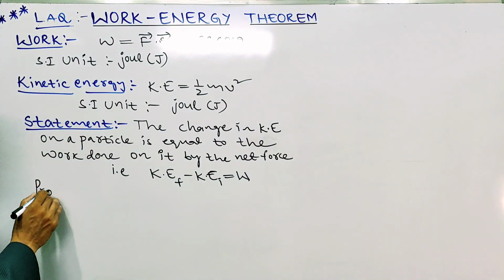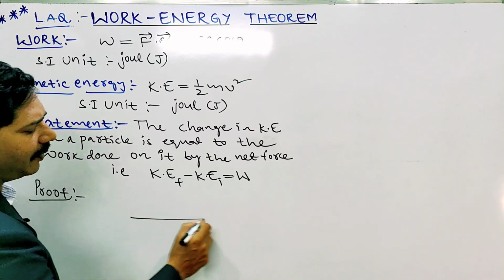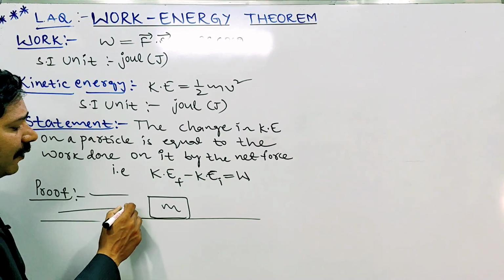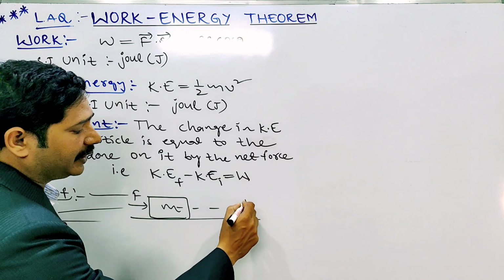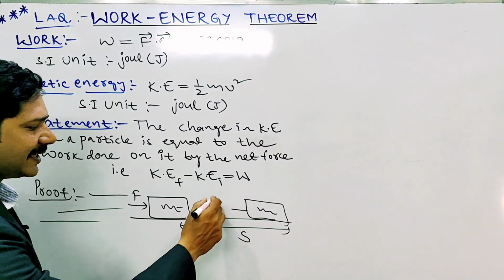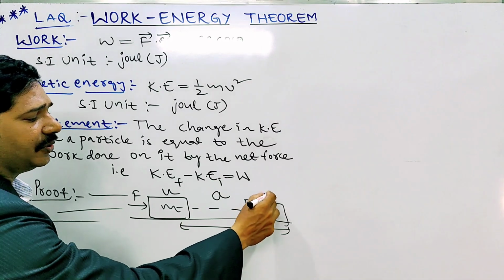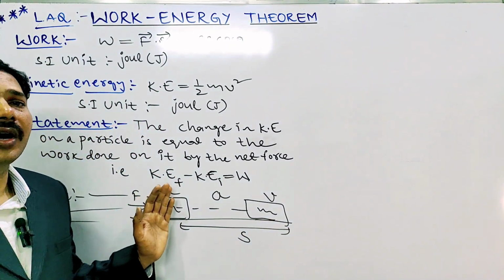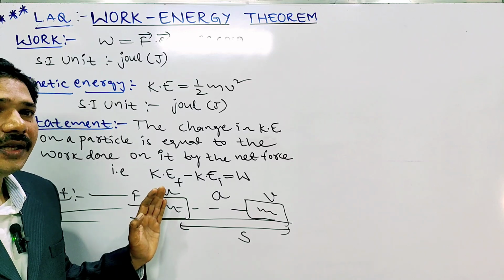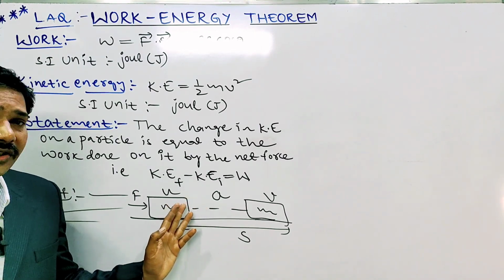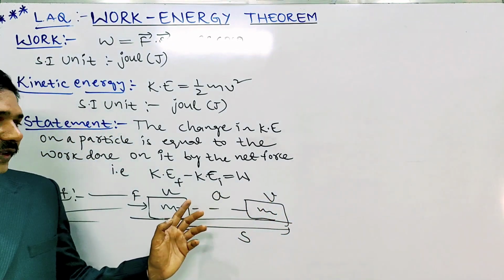In the proof, consider a body of mass m. You can write this along with the diagram. A force F is applied on the body, so the body is displaced by a displacement S with acceleration a. The initial velocity of the body is u and the final velocity is v.